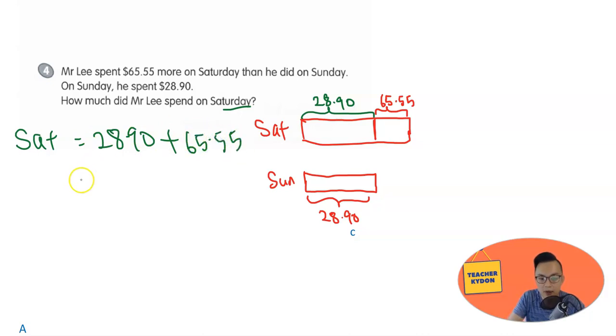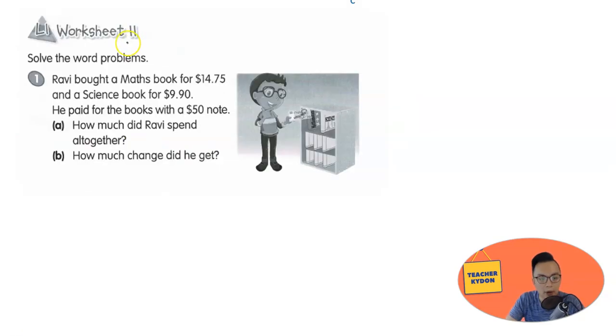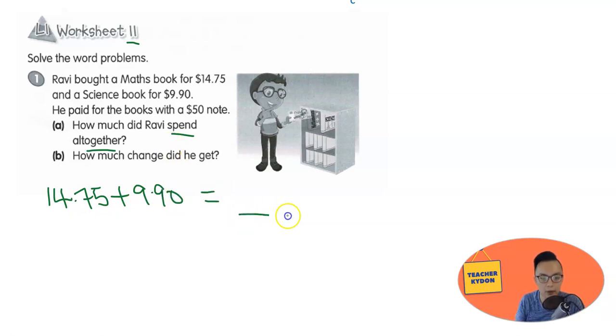All right, and then the answer would be in dollars. Right, we are now on worksheet 11. So solve the word problems. Ravi bought a math book for this, a science book for this, and paid with a $50 note. How much did Ravi spend altogether? Okay, so how much did he spend altogether is $14.75 plus $9.90. Okay, so this will be your answer.